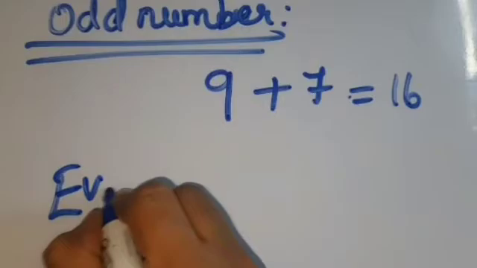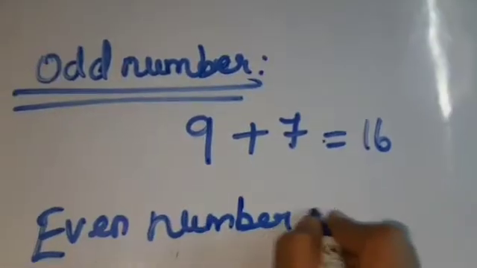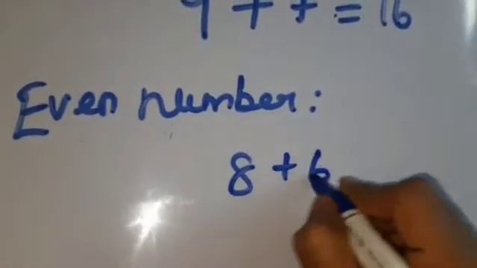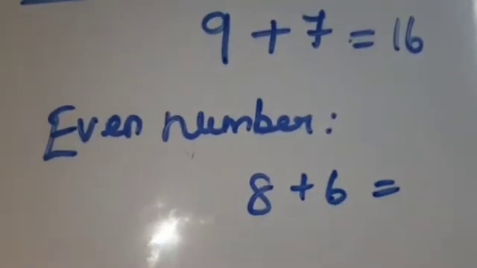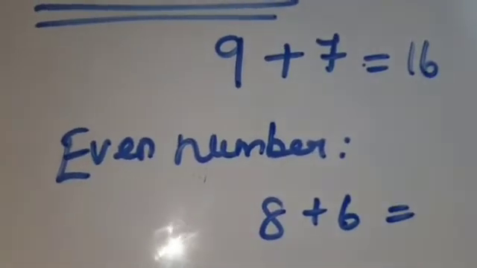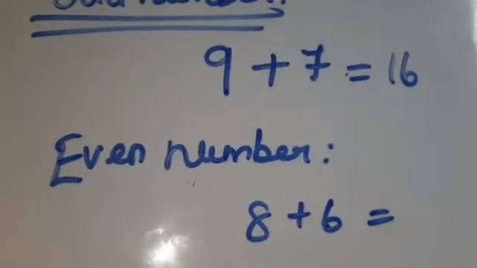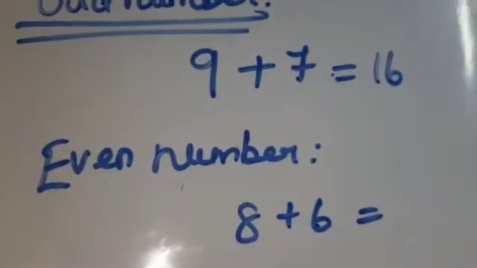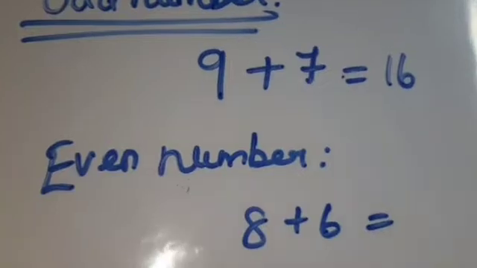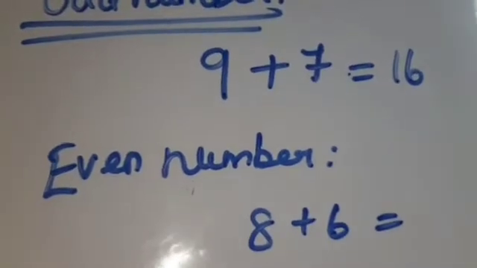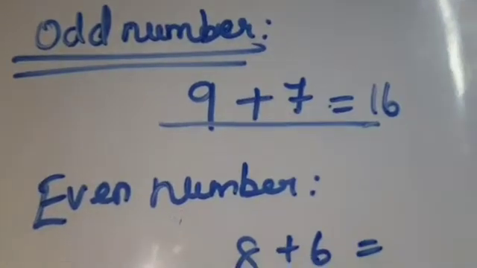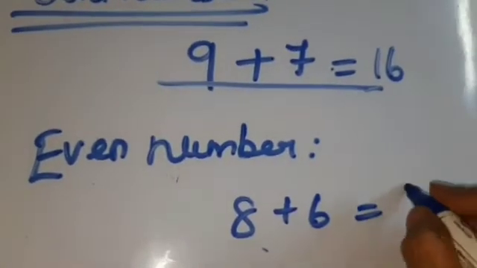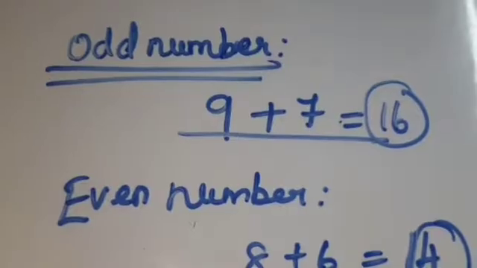Even numbers, 8 and 6. An even number is a number which is exactly divisible by 2 and can be easily divided into two parts. The even number can be easily divided into two groups, whereas the odd number cannot be divided into exactly two groups. So 8 plus 6 is 14. Let's solve the second problem.